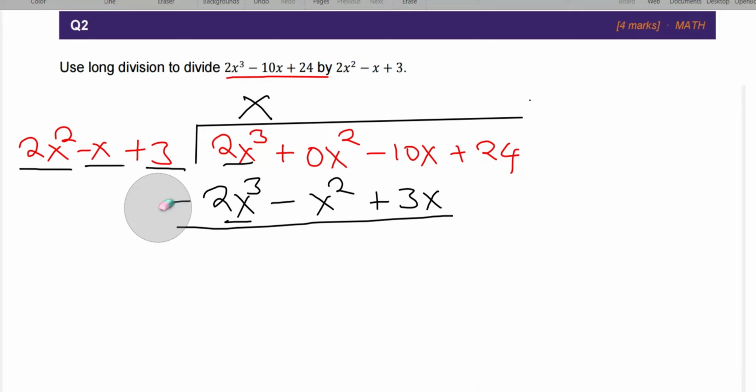Okay, subtraction, this and this gives us what? Remember, this is not the sign form, this is a subtraction for all of them. So I can actually safely put brackets like this. We're subtracting everything with what's on top. So 2x cubed minus 2x cubed gives us 0. The 0x minus x squared would just be negative, and negative by negative gives us positive x squared. Then the minus 10x minus 3x, that would be minus 13x.